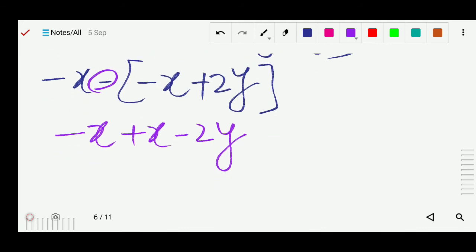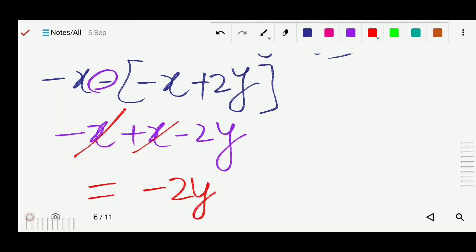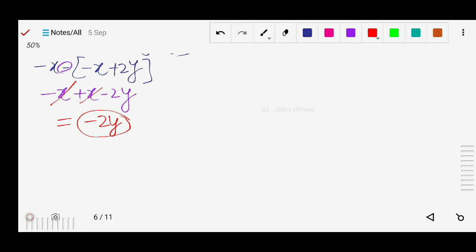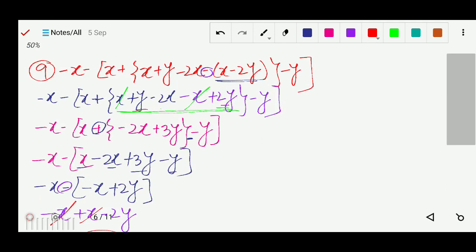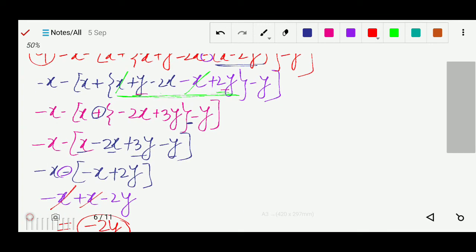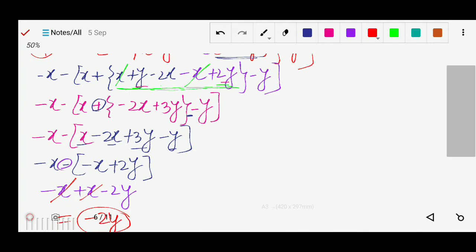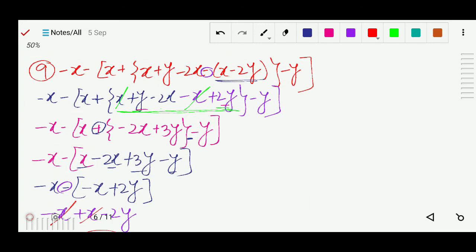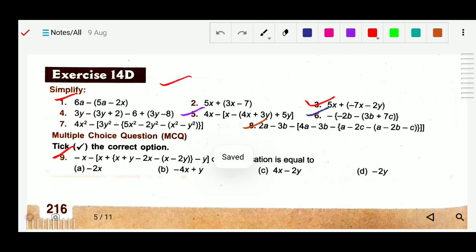So now you can see there are similar terms, these two are cancelled, minus x plus x, so what is now left is minus 2y, so your answer is minus 2y. Got it? See, once again you just have a look from here, one by one we have followed from the innermost, and likewise we have solved, we just try to remove these grouping symbols, okay, then you get the answer. So you can easily solve now exercise 14D. Okay, thank you.